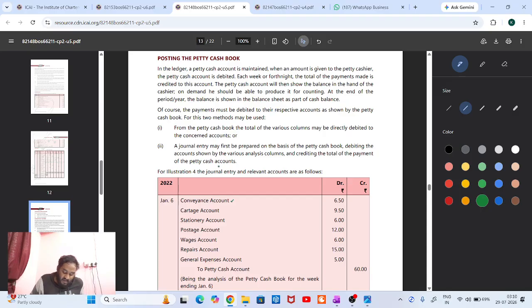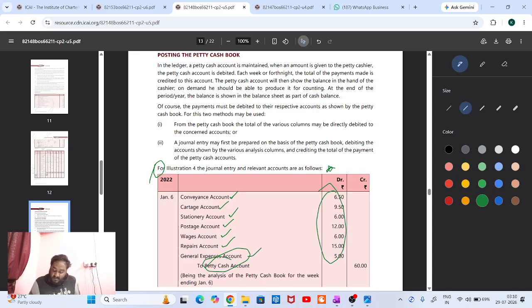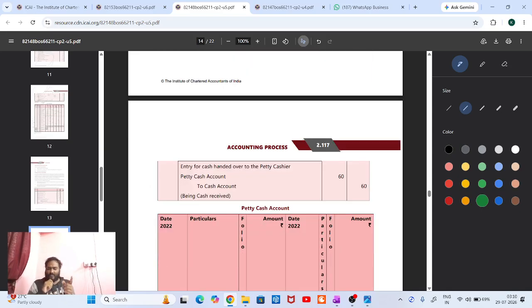So since these are all expenses, this is the journal entry. Conveyance, cartage, stationery, postage, wages, repairs, general expenses to petty cash expense. This is why we have bifurcated. Remember, in the subsidiary books chapter, along with the subsidiary book like the purchase book or sales book, we prepare it like this: gross amount, trade discount, net amount, and then the freight, and then total amount. I am just reminding you why we are writing this.